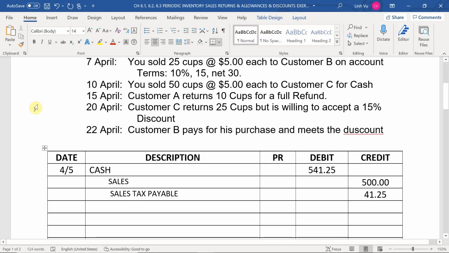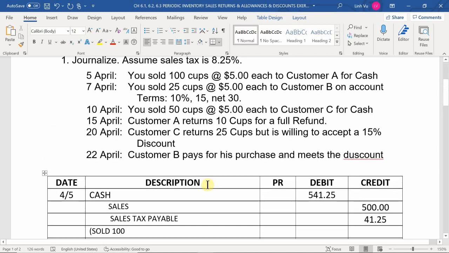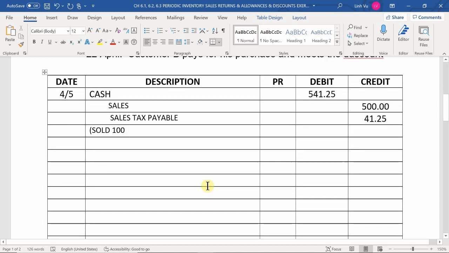$541.25. Okay, good. So then I'm going to make a note here. You don't have to do it unless you don't want to, but I'm going to make sure that I sold 100 cups to customer A.